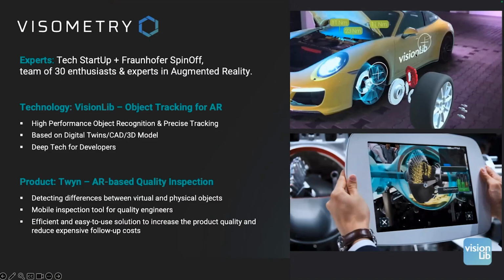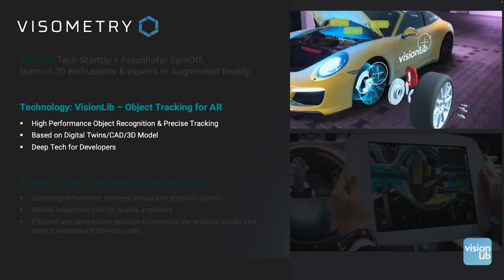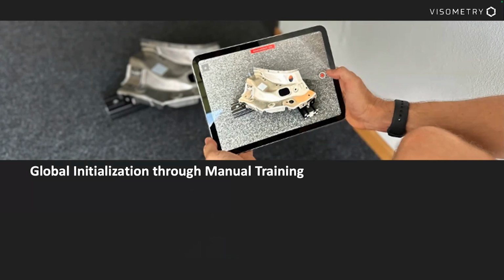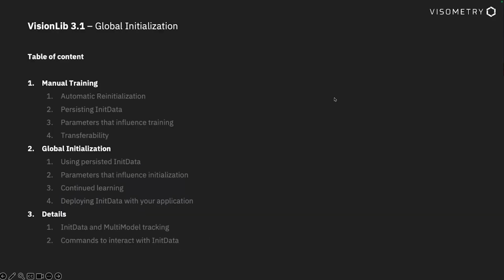So we as Visometry are a team of 30 tech enthusiasts and experts in different fields related to augmented reality. At the moment, we have two main areas in which we are active. On the one hand, there's VisionLib, our object tracking library, which most of you probably know. On the other hand, we developed Twin, an AR-based quality inspection tool. In this webinar, we will focus on VisionLib. More precisely, on global initialization through manual training.